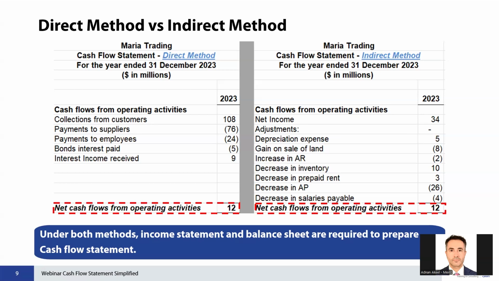And as a general rule, whether we are doing the direct or the indirect method, in order to prepare a cash flow statement, we need a balance sheet for 2 years, for the existing year and the year before, in addition to the latest year for the income statement. Without having the balance sheet and income statement, it's next to impossible to prepare a cash flow statement.